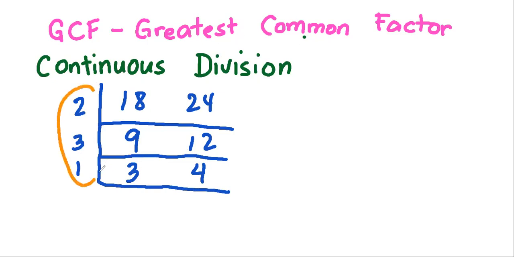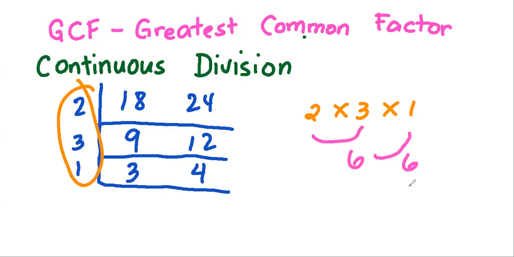So this is it. That is 2 times 3 times 1. And then the result is the GCF. Let's multiply. 2 times 3 is 6. And then 6 times 1 is 6. So our GCF is 6. The GCF is 6.